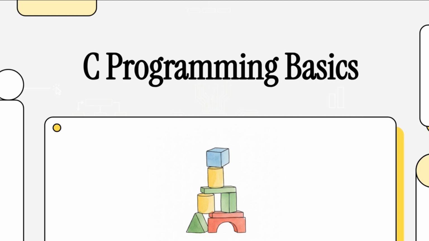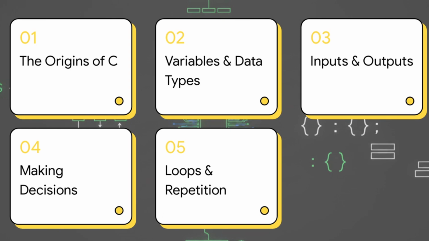Let's get into it. Okay, here's our system boot menu for today. We'll start with the origins of C, then move into variables and data types, hit inputs, outputs, and operators, dive into making decisions in code, and finally wrap up with loops and repetition.